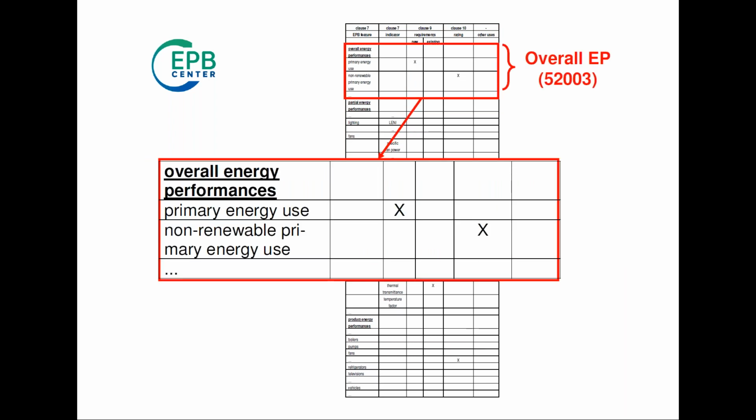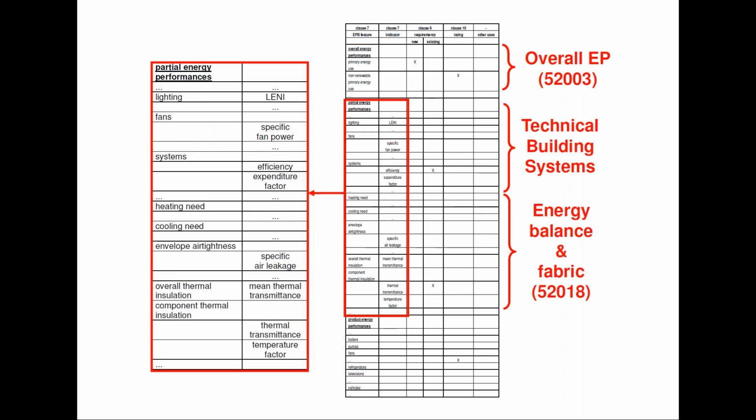Then further in the table, we distinguish between the overall energy performance indicators, such as the primary energy use or the non-renewable primary energy use and other variants. And one may be used, this is just an arbitrary example here, for the requirement, and the other might be used for the rating to differentiate things, etc. Then we have a set of features that can be called partial energy performances of the buildings, for instance, on technical building systems, lighting, fans, systems expressed by their efficiency as indicator, or its inverse, what is called expenditure factor.